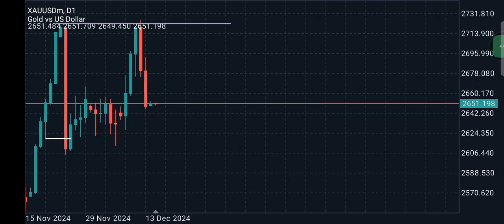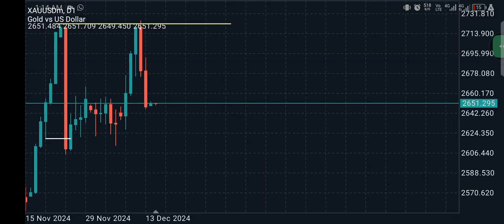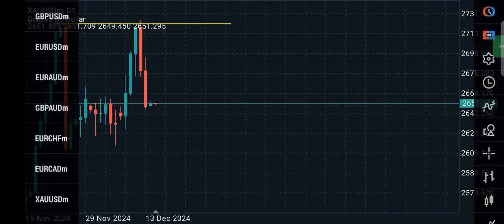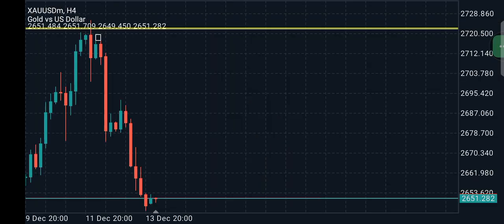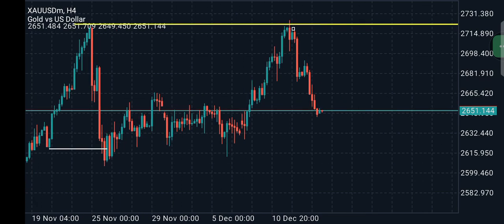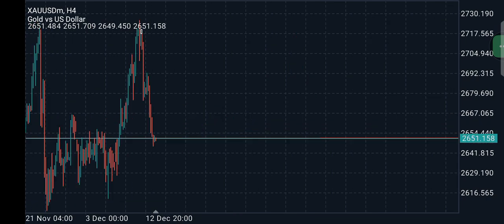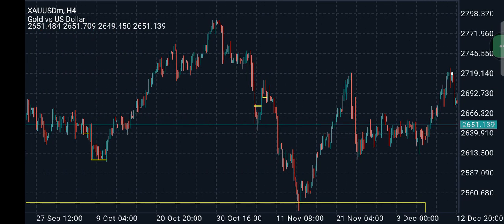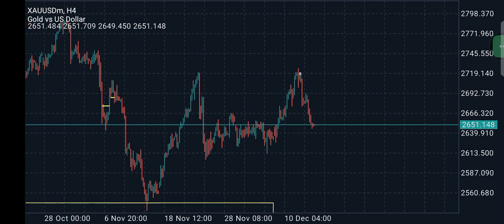Okay, let's use the 4 hour time frame. We are going to mark out our point of interest on the higher time frame. So this is the 4 hour time frame, and we are marking out our point of interest on it. Let me delete all of this. Now let's just start with this point of interest here.